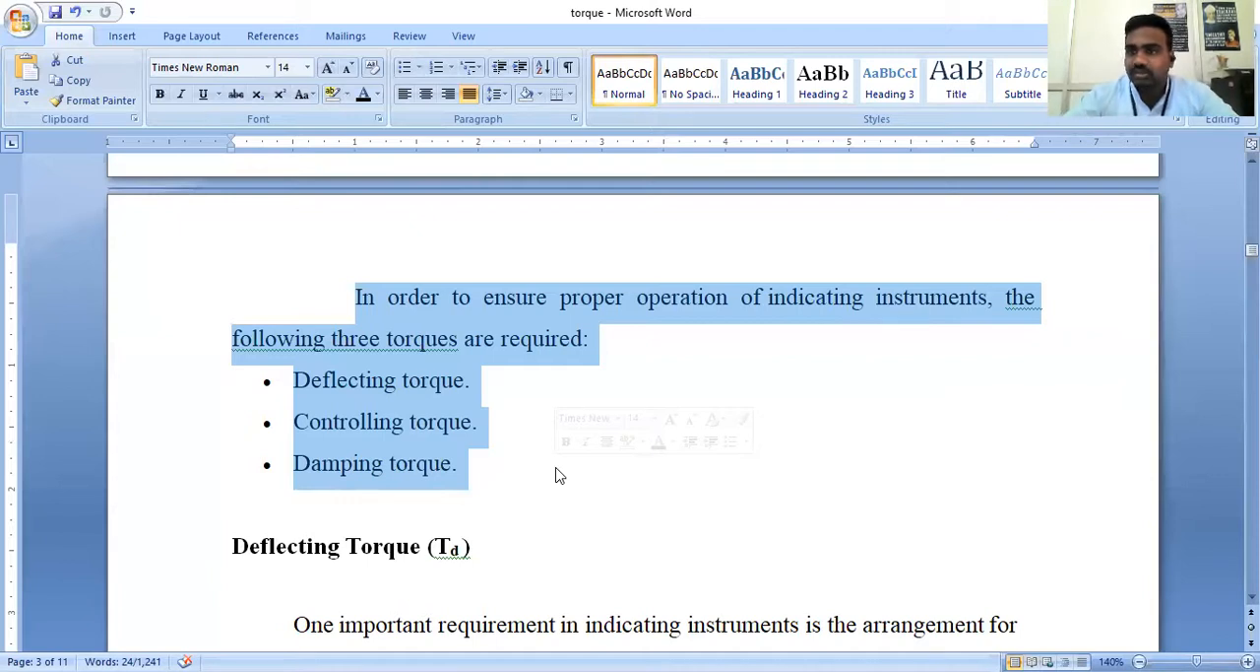And previously we discussed the operating principle. What is the operating principle? In between two permanent magnets, we are placing the current carrying conductor.